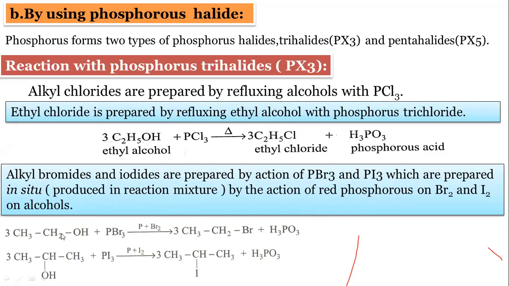3 molecules of ethyl alcohol plus PBr3. This PBr3 is prepared in situ by the reaction of phosphorus plus Br2, and the reaction is the same as for ethyl chloride. Ethyl bromide: this OH is replaced with Br, and with iodine for the iodide. For primary, secondary, and tertiary alcohols, the reaction is the same.